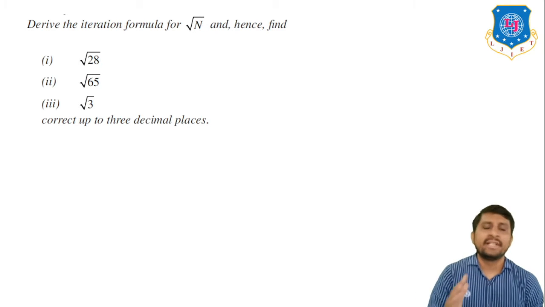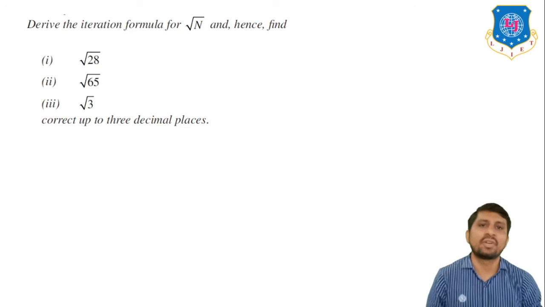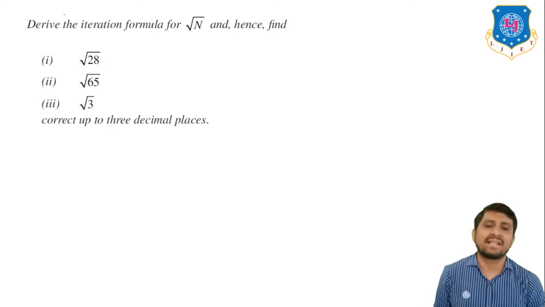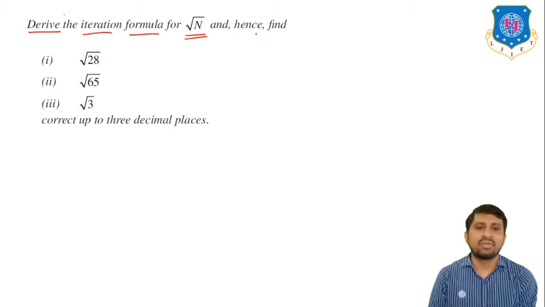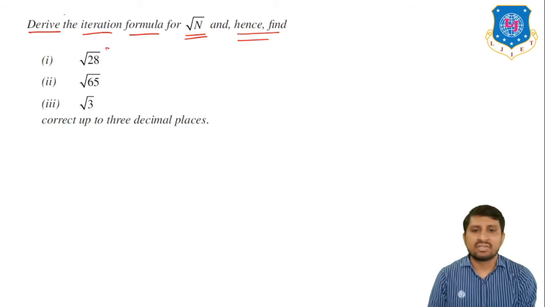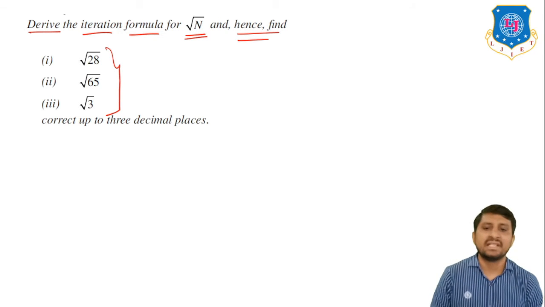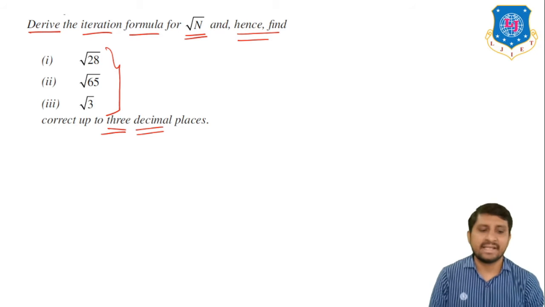So in today's session, first we discuss how we can derive the iteration formula for the square root of n using the Newton-Raphson method, and let's solve one example. Using the Newton-Raphson method, derive the iteration formula for the square root of n and hence find the square root of 28, the square root of 65, and the square root of 3, correct up to 3 decimal places. So this is my example.